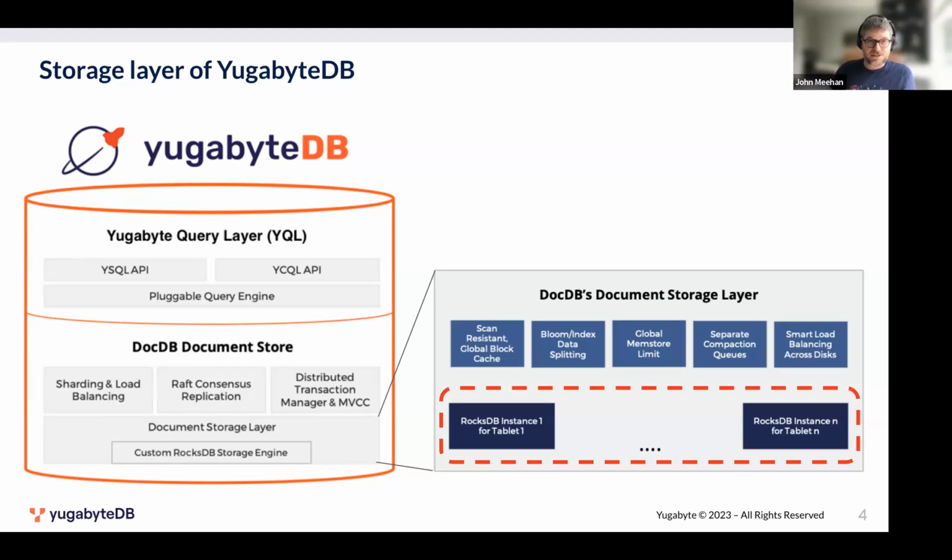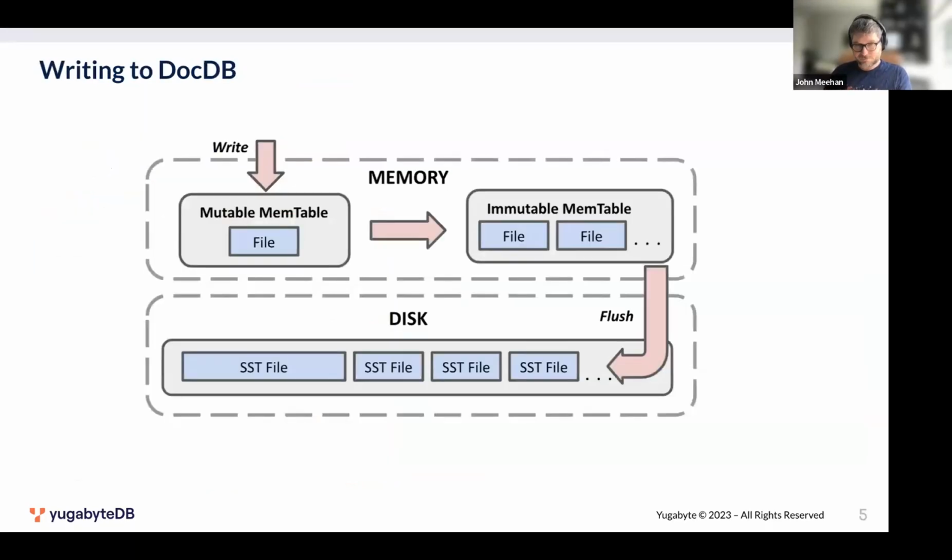Yep, and so just to give an idea of the life cycle of a write to DocDB, writes first get written to mutable memtables, which become immutable, and then eventually get flushed to disk in the form of immutable SST files. So it's that level that we'll be focusing on, what happens with those SST files after they're on disk.